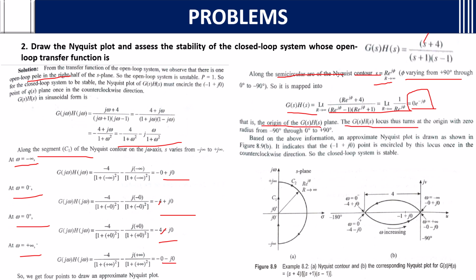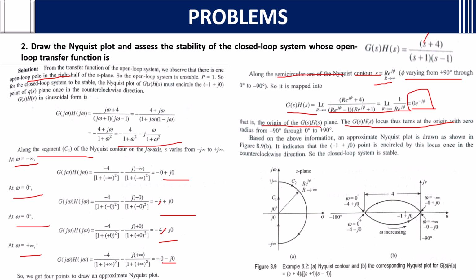The g of s into h of s locus thus turns at the origin with 0 radius from minus 90 degree through 0 to plus 90 degree. Based on the above information, an approximate Nyquist plot is drawn as shown in figure 8.9b. This is the same diagram that we will draw for all the questions, but the Nyquist plot will change. It indicates that the minus 1 plus j0 point is encircled by this locus once in the counterclockwise direction. So this closed loop system is stable.